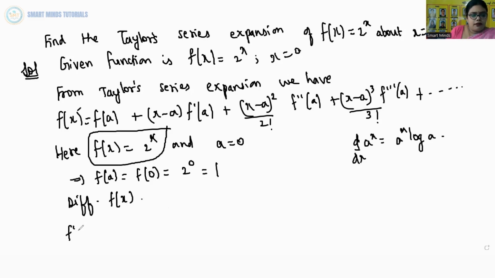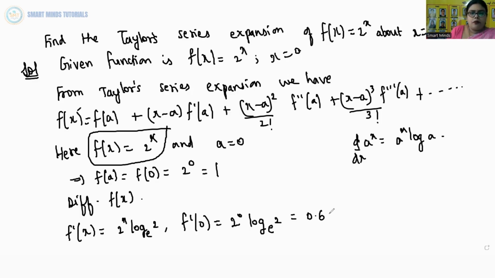So we are differentiating f of x. So we will get f dash of x is equal to 2 power x log 2 to the base e, we can write. Okay. So f dash of 0 will become, now wherever you have x, you put 0. So 2 power 0 log 2 to the base e, that is 0.6931. Why? Since d by dx of a power x is equal to a power x log a to the base e.